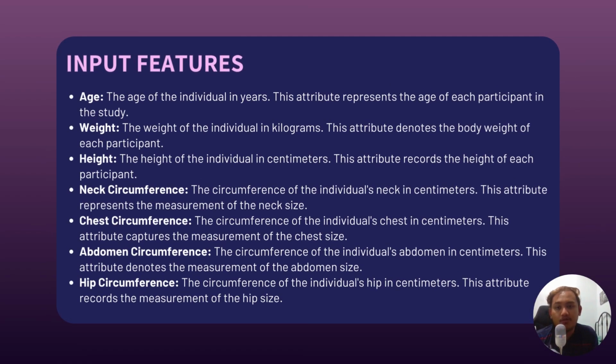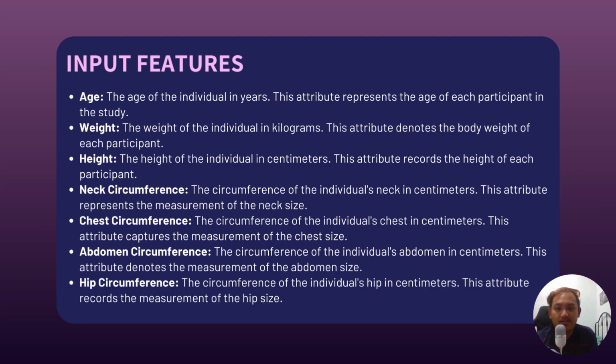Next, we'll be looking at the input features. So first one, we have age. The age of the individual in years. This attribute represents the age of each participant in the study. Next, we have weight. The weight of the individual is in kilograms, so it denotes the body weight of each participant. Next, we have height. The height of the individual is in centimeters. It records the height of each participant.